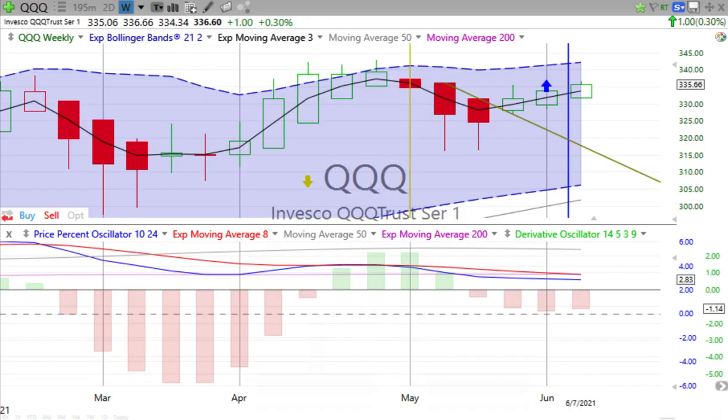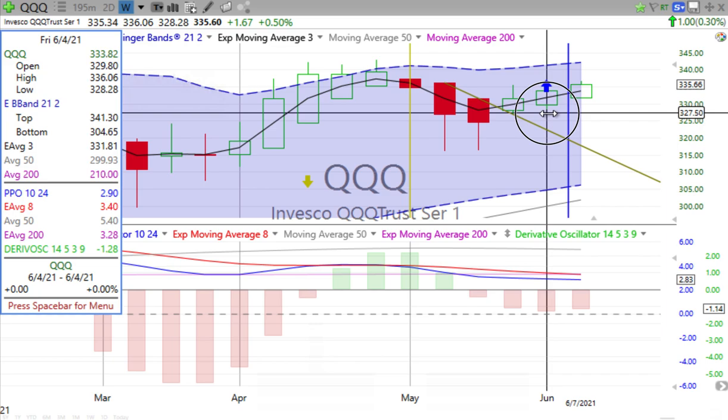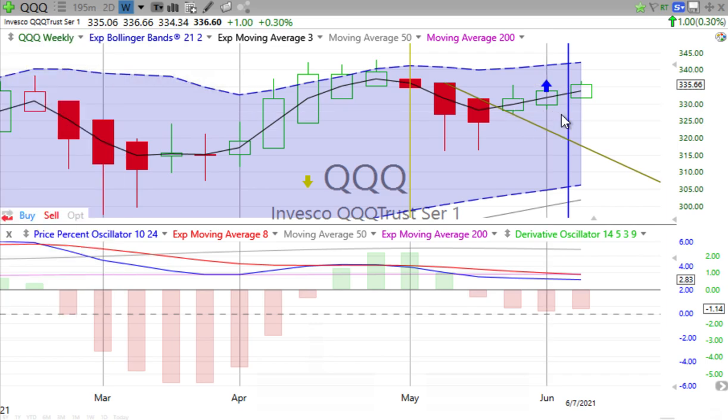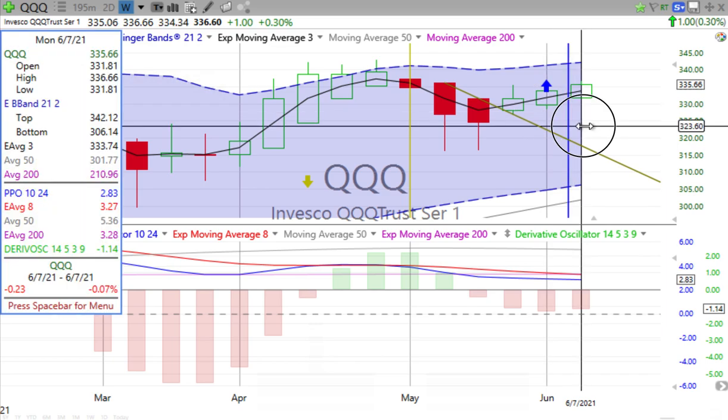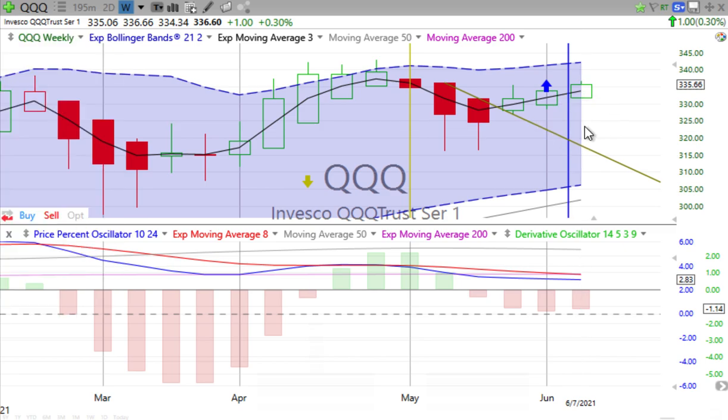The Q's a little different. Again, we look at the high from last week on the Q's, 336.06. The high was 336.66, so it is reaching a higher high on Monday than the prior week. It was up for the day a little bit, 0.30, as opposed to the S&P being down 0.08. However, price percent oscillator still down, derivative oscillator still negative, losing a little bit of downward momentum.